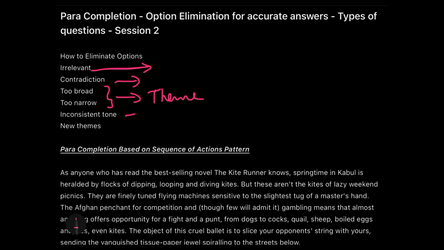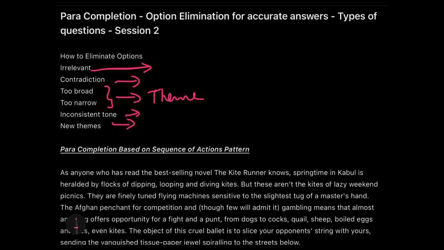Then comes the inconsistent tone. If you remember in the previous video, I told you that along with the subject and the theme of the paragraph, you're also supposed to figure out the tone of the author, because that will help you in option elimination. Be very careful of the options that are clearly out of sync with the tone of the passage. The most common type of this is a paragraph that is formal in tone while the proposed conclusion is extremely informal. In this kind of situation, you know that you have to eliminate that option based on the inconsistency in the tone.